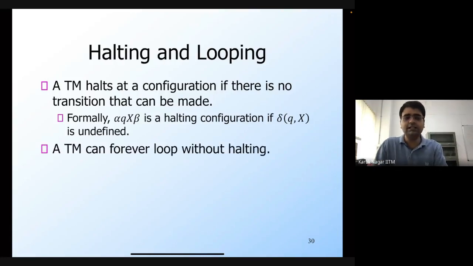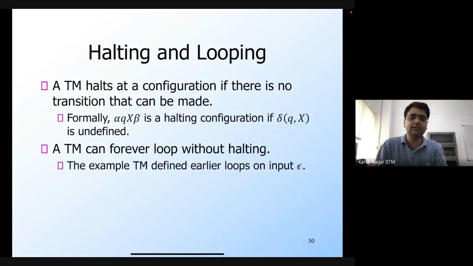Now it's possible that a TM can loop forever without halting. It will start from the initial configuration and then never reach a halting configuration, in which case we say that it is going to loop. We saw an example of a looping Turing machine, the example Turing machine that we defined earlier in the last lecture.